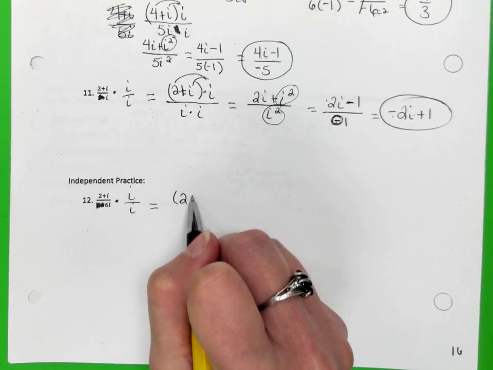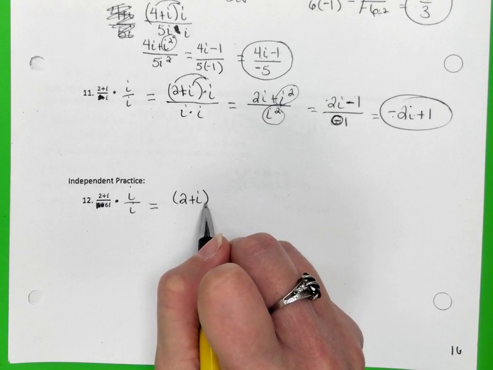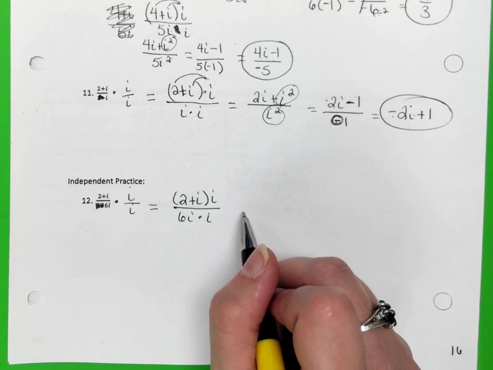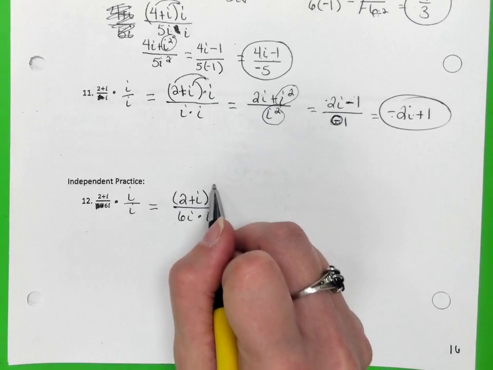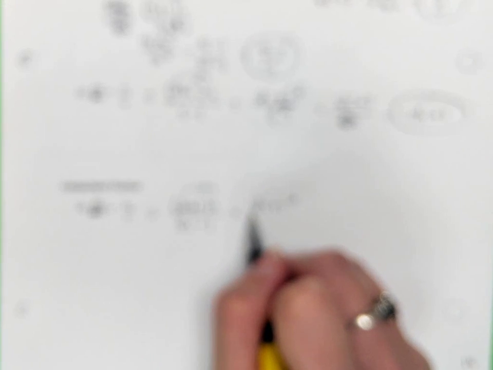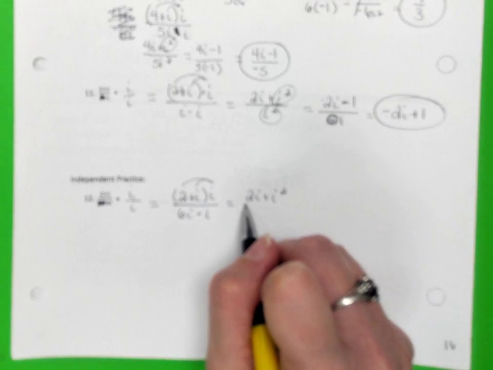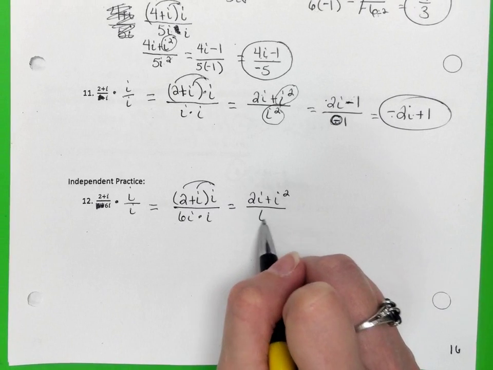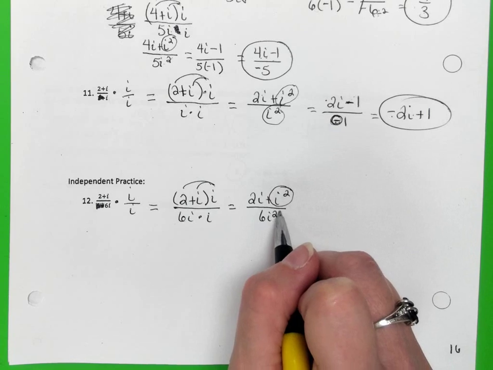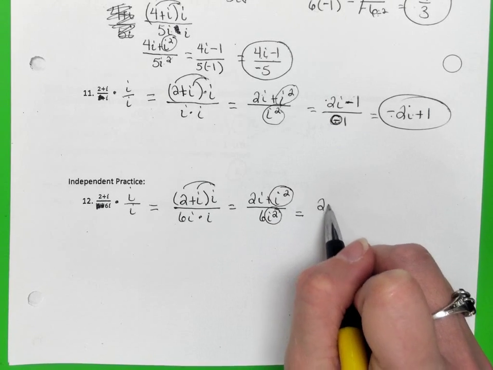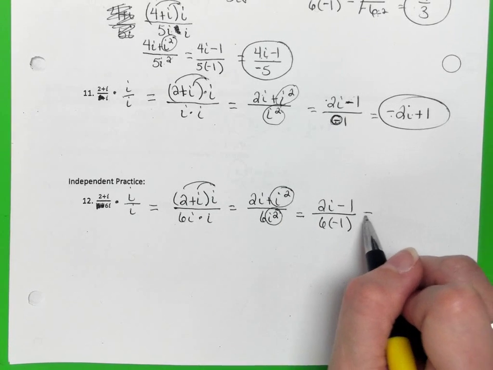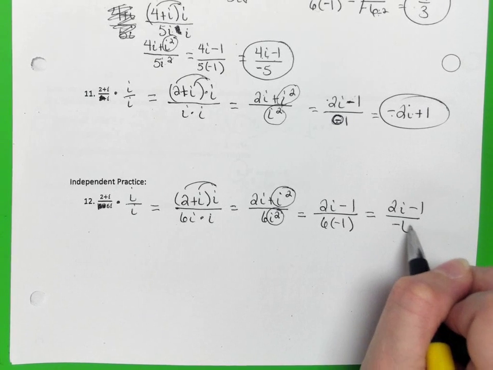So Tyler, I have 2 things on the top, so I have to put parentheses around them. And then I'm going to multiply it by i. And on the bottom I have 6i times i. All right, so distribute that. That'll be 2i plus i squared over 6i squared. And then you can change both of these to be -1. And on the bottom, that's -6.